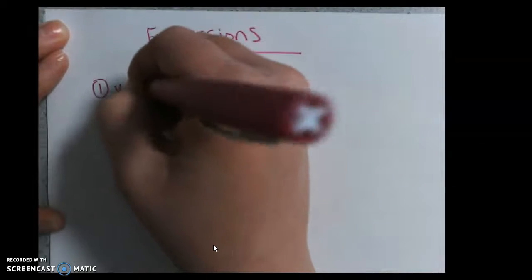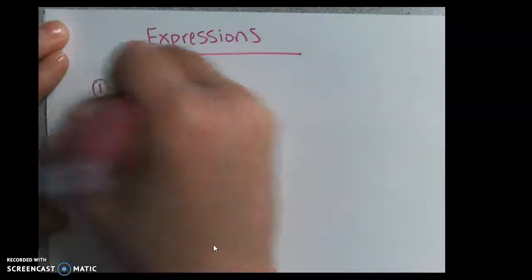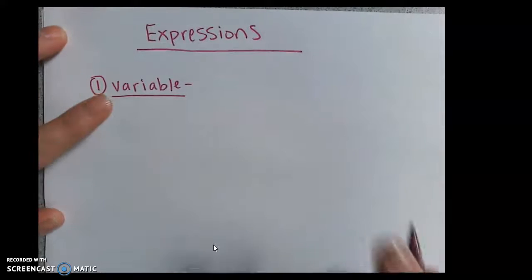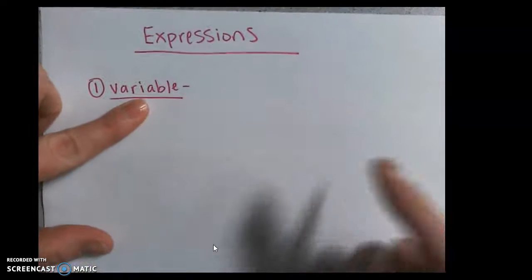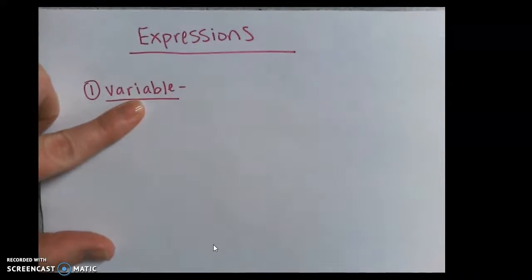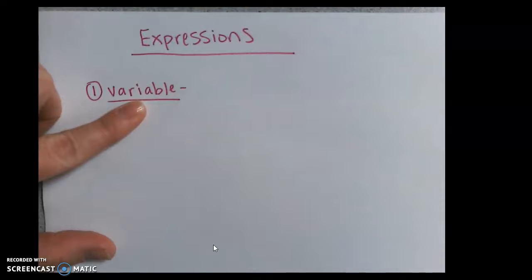So the first word today is variable. All right, so a variable, if you look at the word variable, have you ever heard on a commercial them say your results may vary, right? Okay, so that means that your results might change. So a variable in algebra is a letter that replaces the unknown amount.